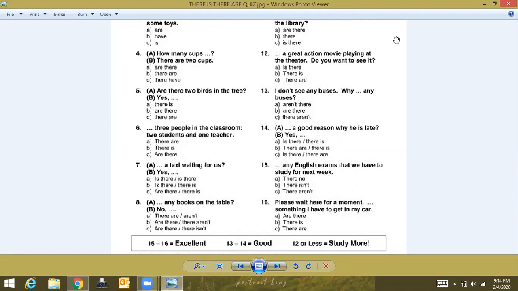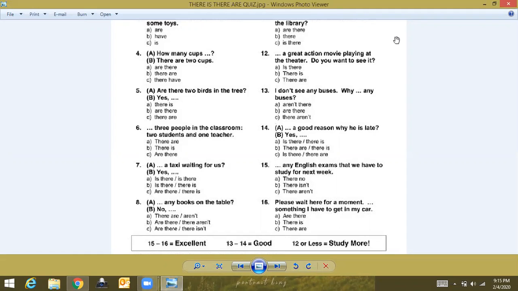I don't see any buses. Why aren't there any buses? Very good. I don't see any buses. Why aren't there any buses? No miro buses, dice. Porque es que no hay buses. Good. 14, another volunteer.